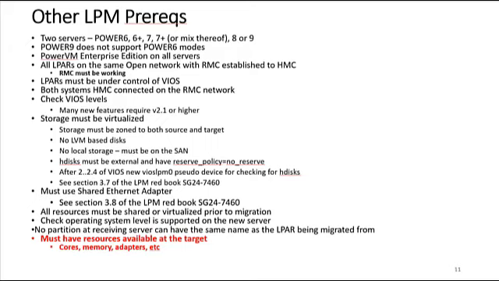And as of 2.2.4 of the VIO server, there is a new pseudo device for checking on the H disks. That pseudo device is called VIOS LPM0. And then of course you have to use a shared Ethernet adapter because everything needs to be virtualized. Now it has to be virtualized prior to the migration.